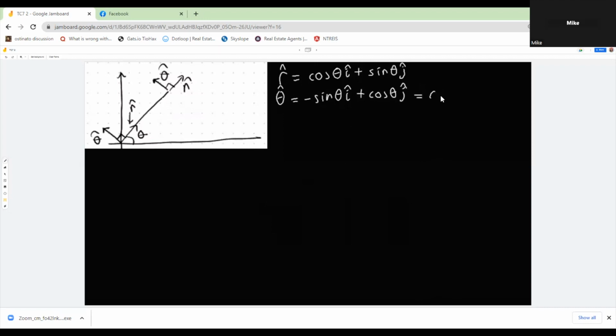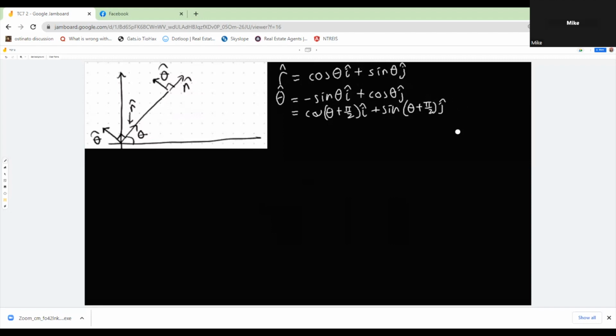Tingnan mo yung angle. That's cosine of theta plus pi over 2. Tama yan. Cosine of theta yung along. Pero pwede ka kasing mag-start ng ito. So, next line na lang. Theta hat is equal to cosine of theta plus pi over 2 i hat plus sine theta plus pi over 2 j hat.